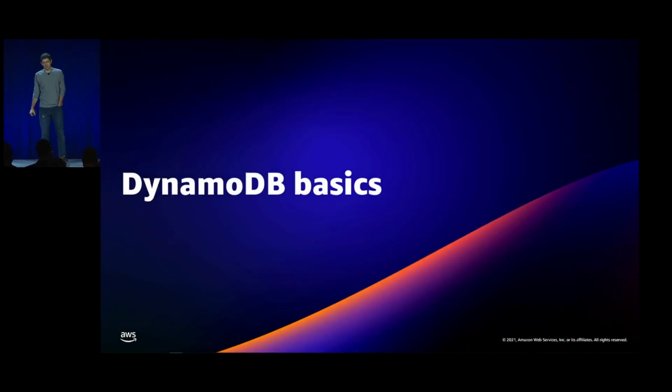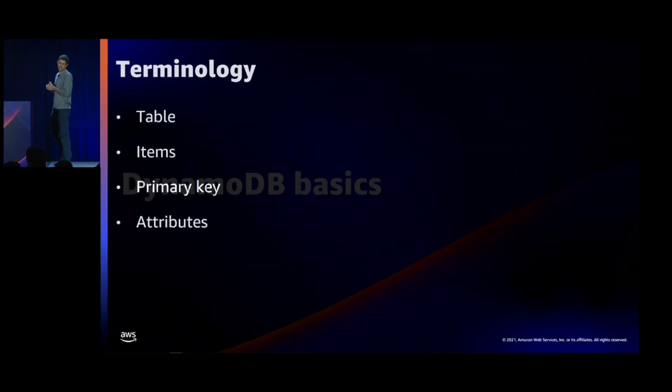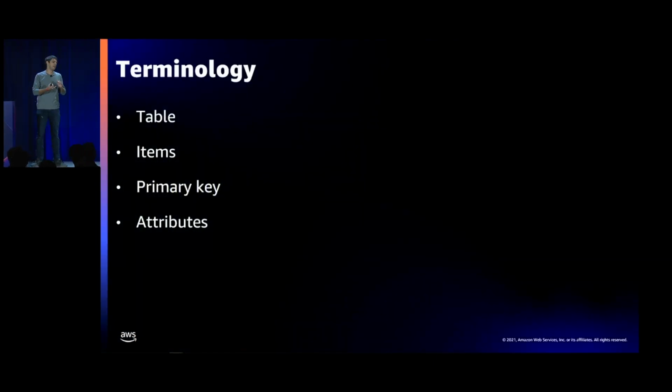And with that, let's get started. Let's start off with DynamoDB basics. I always like to start off with some vocabulary, four key terms: table, items, primary key, and attributes. We'll work through this by way of an example that will show up throughout this whole talk.